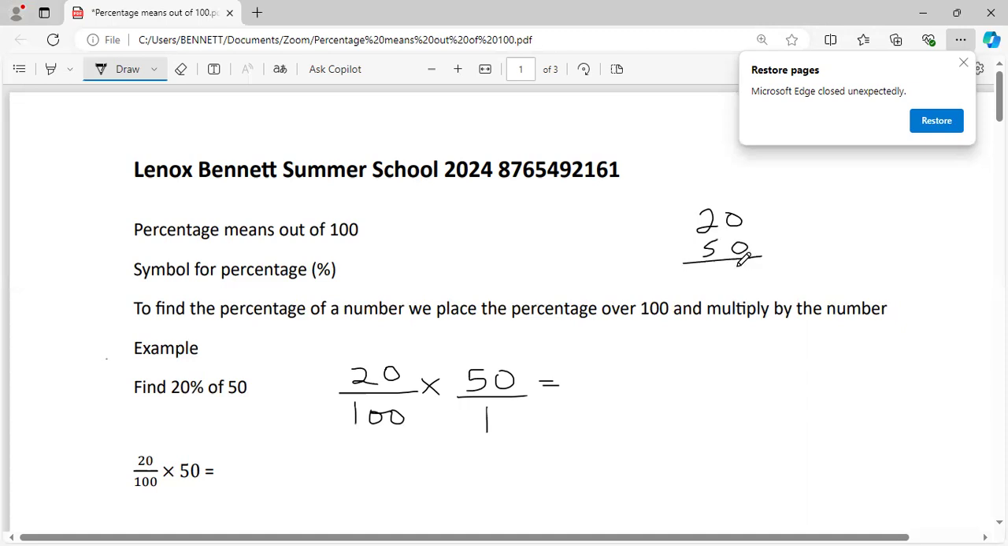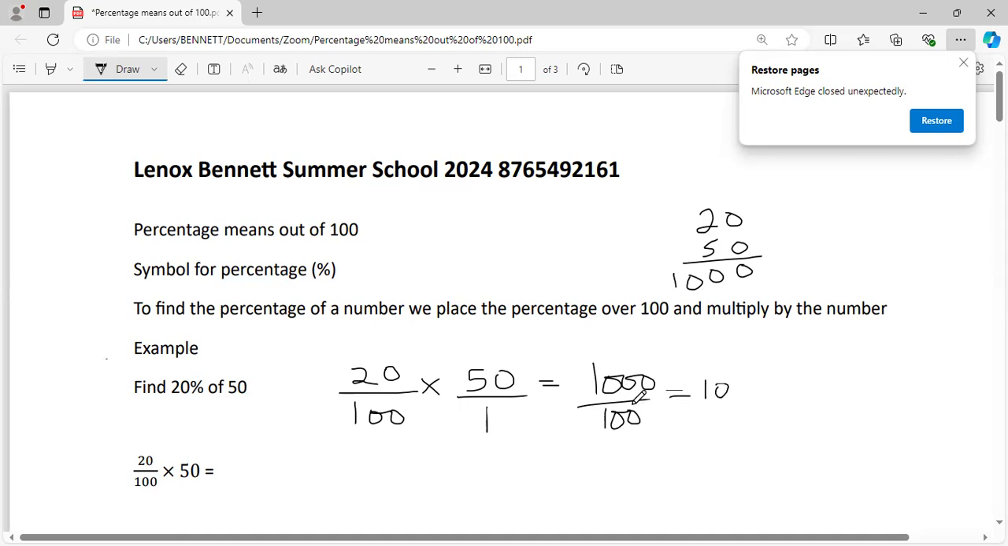So we put 0 here because when you multiply by 0, we're going to get 0, 0, 0. Then we go down to the next line, 5, 0, 0, 5 twos is 10. So this now gives us 1,000. And then we have 100 times 1, which is 100. And you know that 1,000 divided by 100 is what? 10, right? So 20% of 50 is 10.